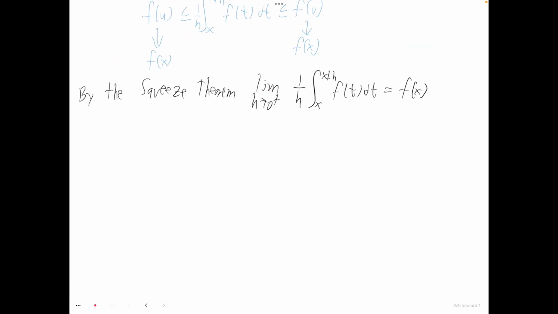We have negative h times f of u is less than or equal to the integral from x plus h to x of f of t dt, which is less than or equal to negative h times f of v. Now I'm going to divide everything by negative h. Remember, h is negative, so negative h is actually positive. So we're going to get f of u is less than or equal to 1 over negative h times the integral from x plus h to x of f of t dt, which is less than or equal to f of v.